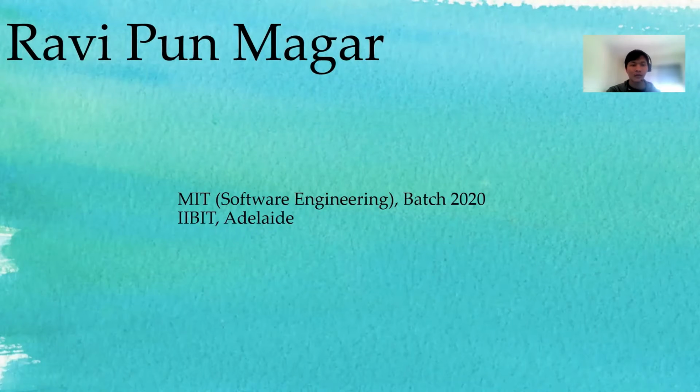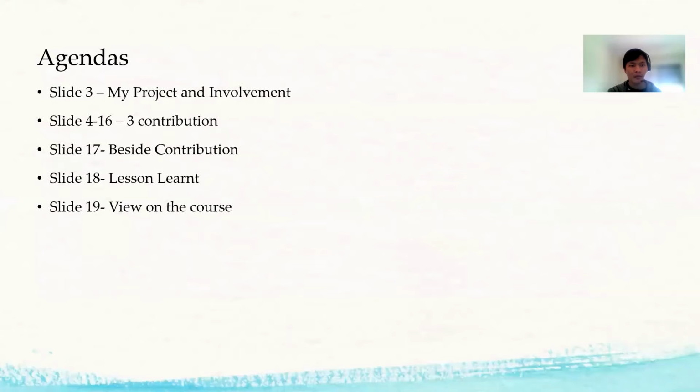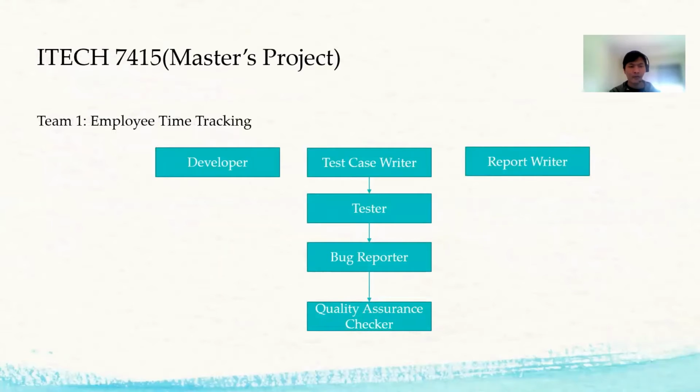This is Ravi Kumar, one of the soon-to-graduate students from IIBIT, affiliated with the course Master in Technology in Software Engineering. Today I'm here to give a talk about my course and how it goes. These are the agendas for today's presentation: my project and involvement in it, top 3 contributions, besides that contribution, lessons learned and beyond.